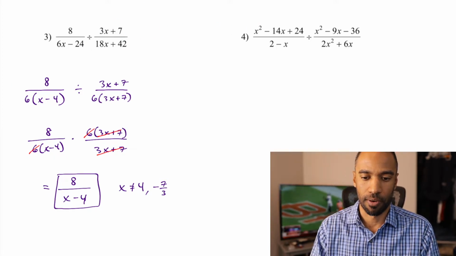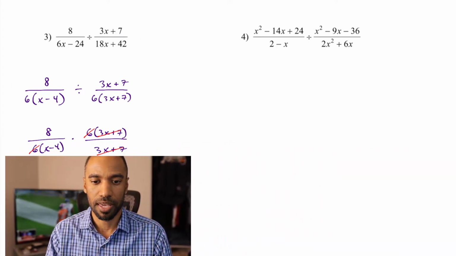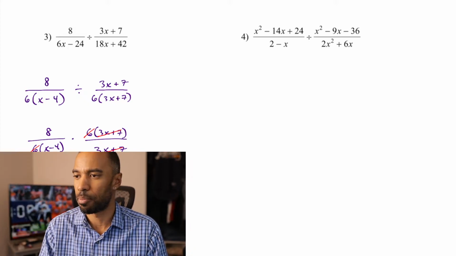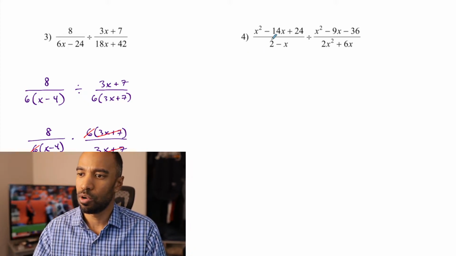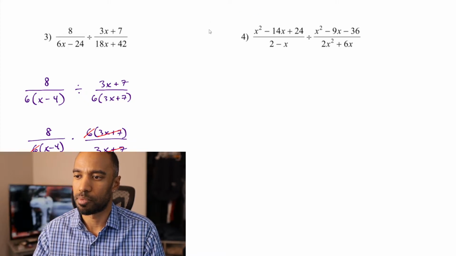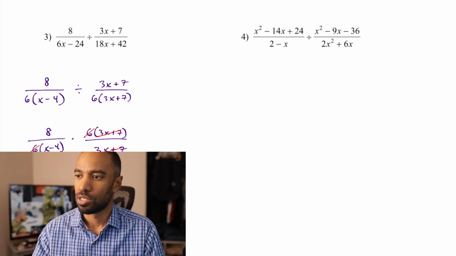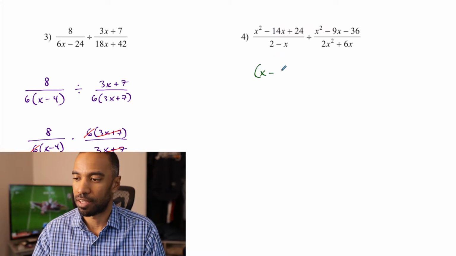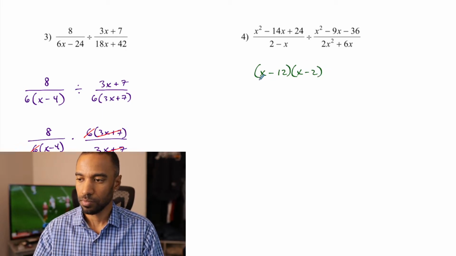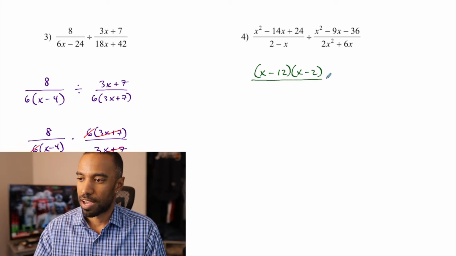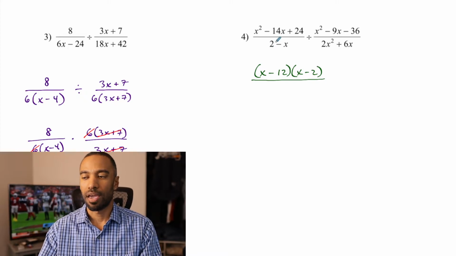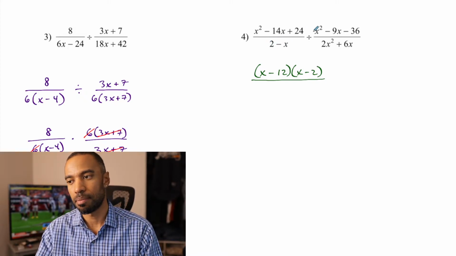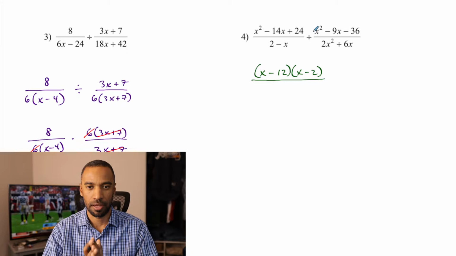All right, number 4. Let's play the factor game as we look to factoring on top with that quadratic trinomial. In a 1x squared scenario, we're trying to find two numbers that multiply to make 24 and add to make -14. And that is going to be the values -12 and -2. Divided by. Now, I have a 2 minus x.